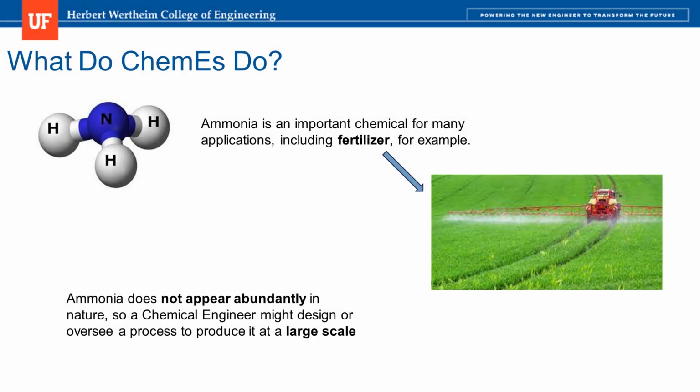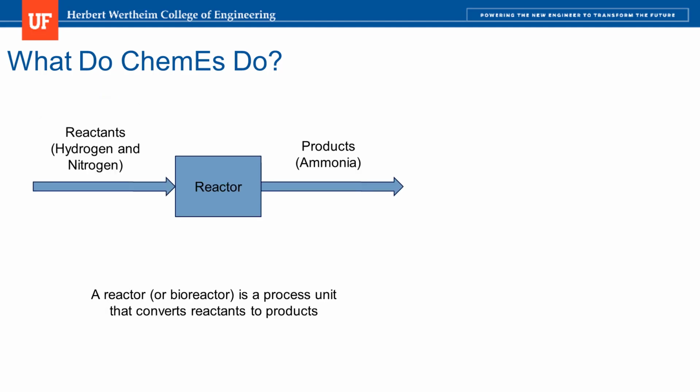Take ammonia, which is an important precursor chemical for many applications, not least of which is producing the fertilizer that enables farmers to grow enough crops to feed the world's population. Interestingly, you won't find ammonia in large quantities anywhere in nature, so a chemical engineer might be in charge of designing or overseeing the process that produces ammonia at a large scale. A chemical reactor or bioreactor is typically the heart of any chemical process.